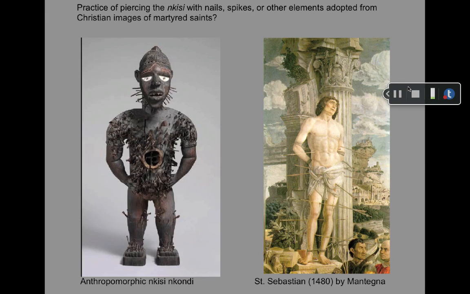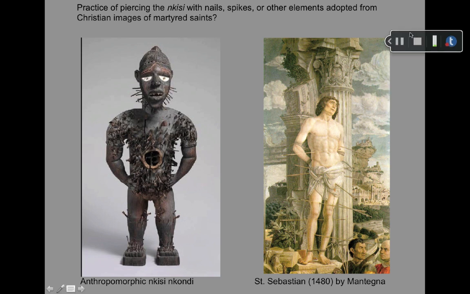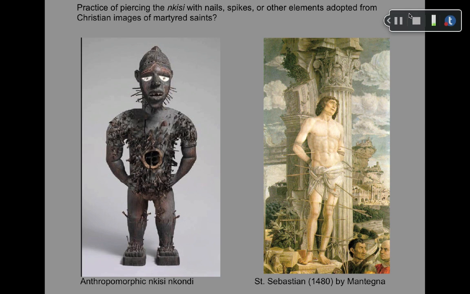Some have also talked about this practice of piercing the nkisi with nails or spikes as adopted from Christian imagery. Here we have an image of the martyred saint, Saint Sebastian, from the 1480s. Some have linked this. It's something I thought was interesting in my research, and something I thought I would just bring up. I'm not going to go into it, but maybe some of you might be interested in this link between African tradition and the tradition of Christianity.